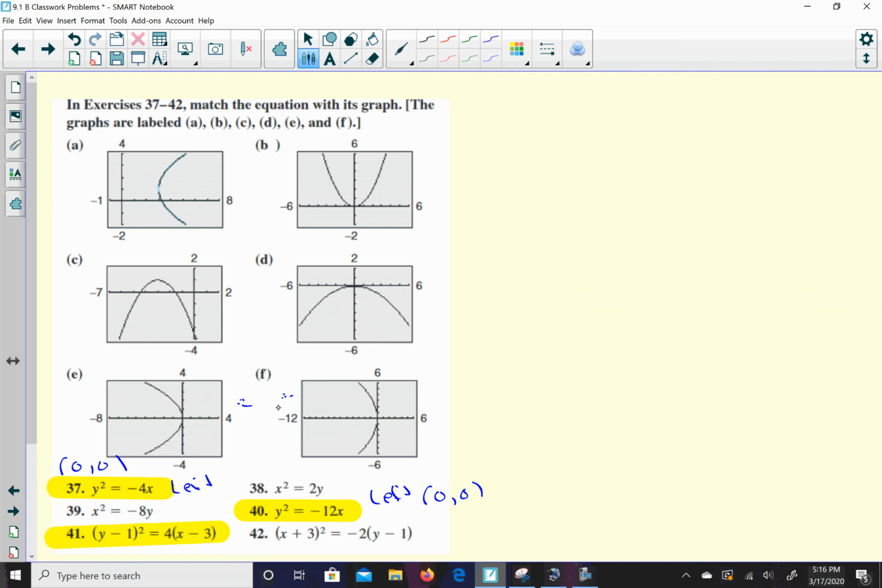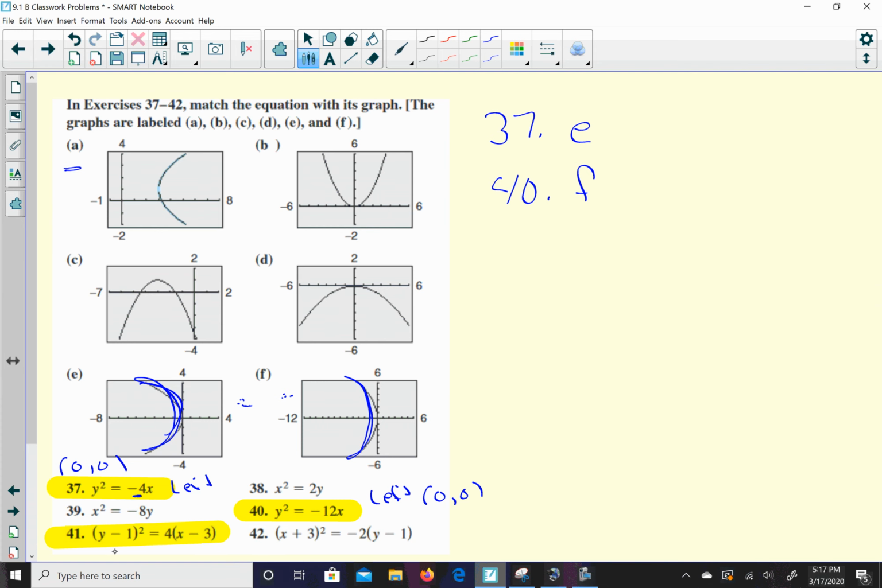But if you remember from the previous slide, the one that is narrower is going to be the one that has a smaller coefficient. So in this case, 37 will be E. So I'm just going to write over here that 37 is E. And then over here, the wider parabola is going to be 40. So 40 is going to be the letter F, which by process of elimination means that A will have to be 41.